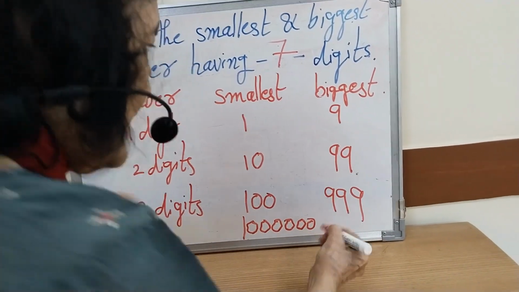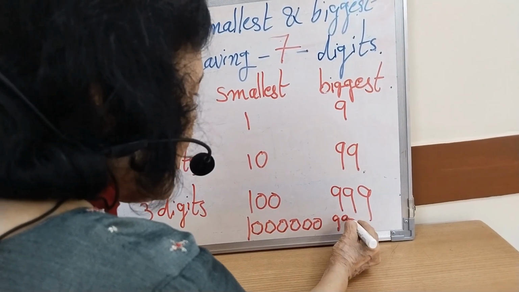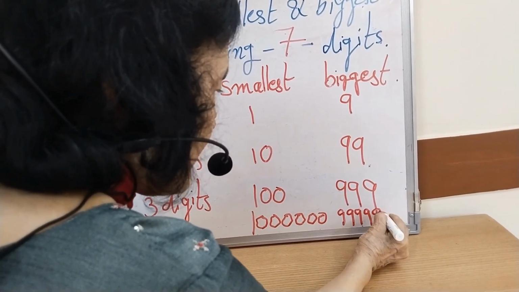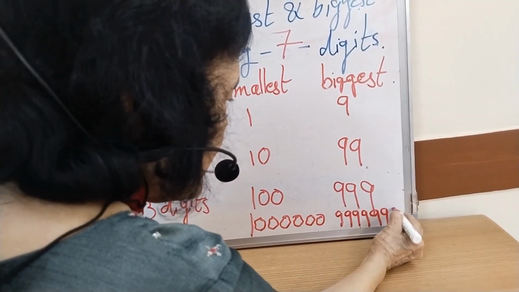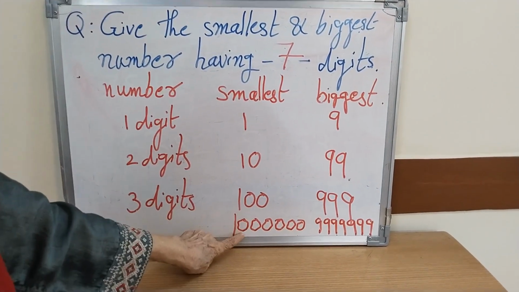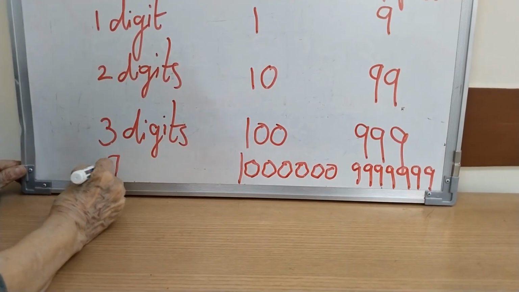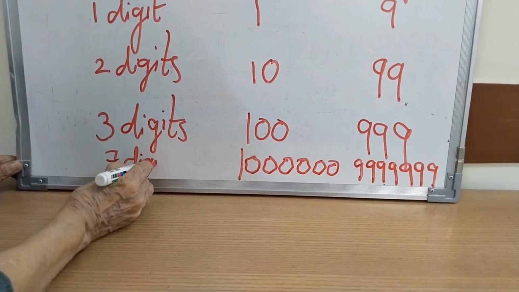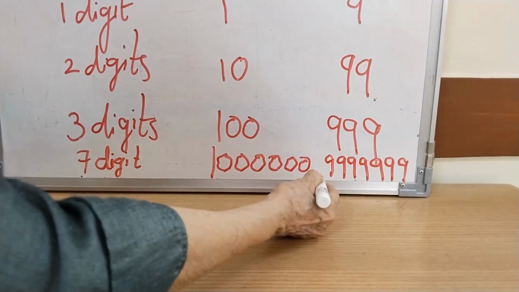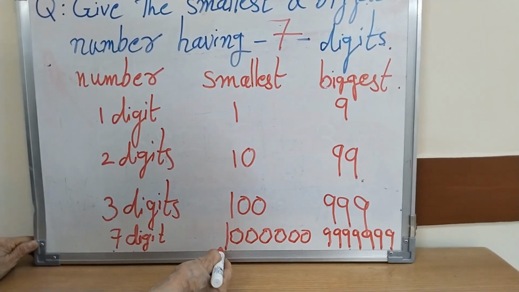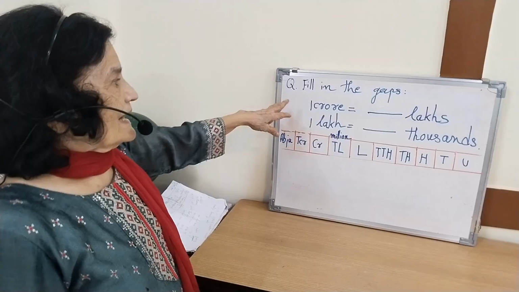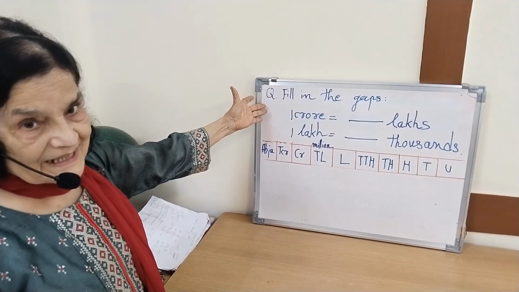And the biggest 7-digit number will be 9, 9, 9, 3 times 9, 4 times 9, 5 times 9, 6 times 9, 7 times 9. So this is our 7-digit number. And this is also a 7-digit number, but this is the smallest number under 7 digits and this is the biggest number under 7 digits.